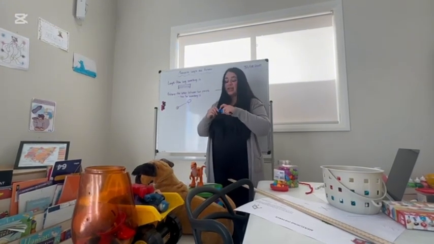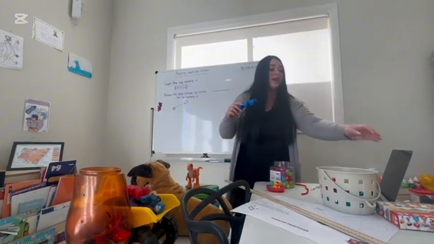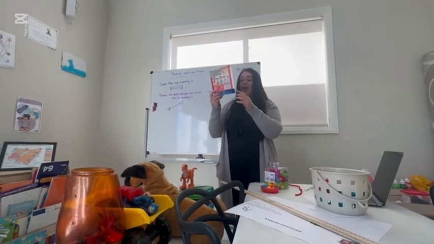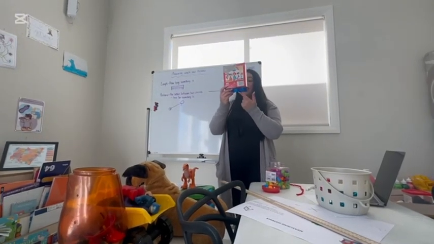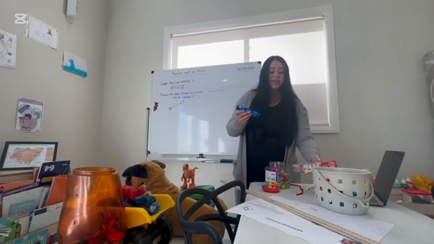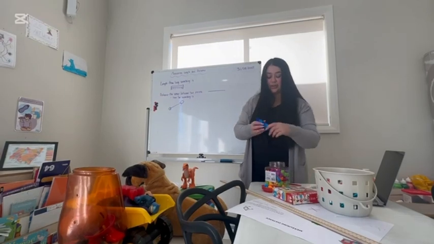Now I'm going to choose an object and see what it can measure. Okay, so let's use this for example. Perfect. Let's count how many there are. 1, 2, 3, 4, 5, 6, 7. So here I used 7 counting blocks to measure this puzzle.